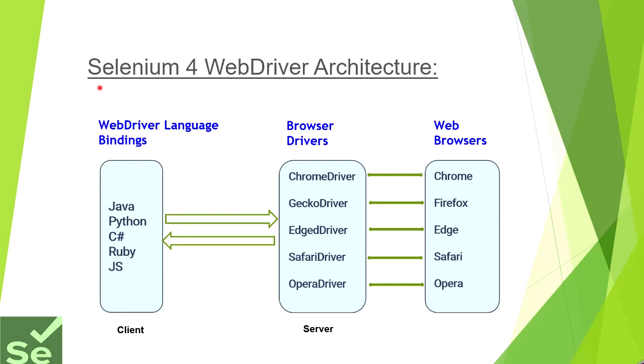So let's discuss the Selenium 4 WebDriver architecture. Unlike Selenium 3, Selenium 4 has a direct communication with the server. It does not use the JSON protocol here.